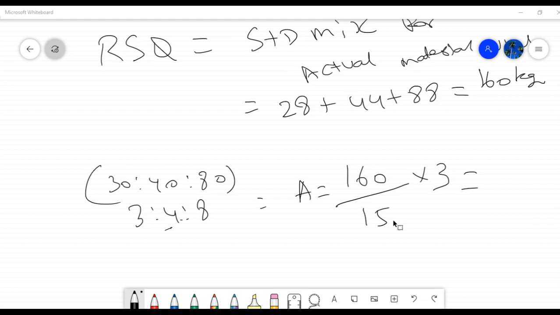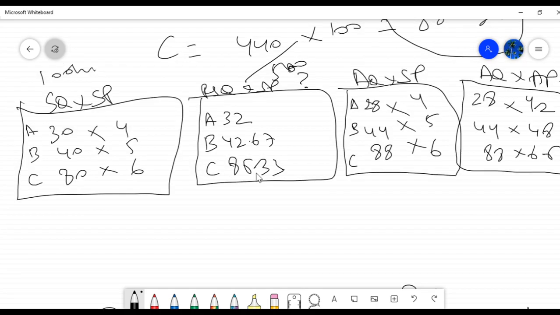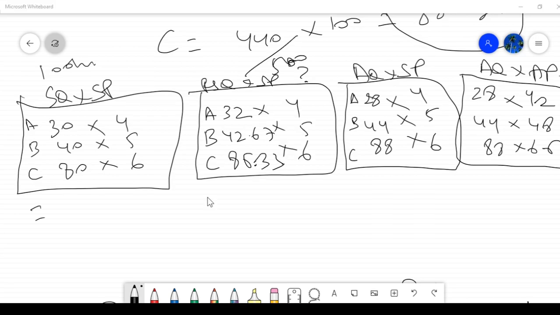Now I will write here. So A 32, B is how much? 42.67, C is how much? 85.33. Into 4, 5, 6. If you multiply all these things, first case you will get 800.